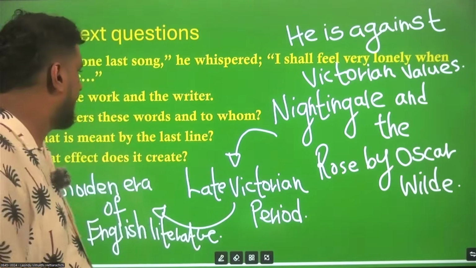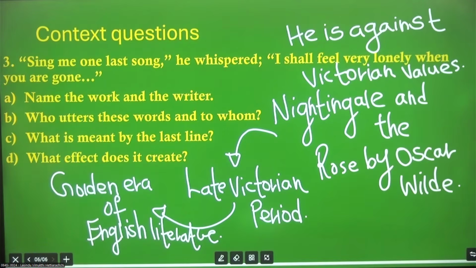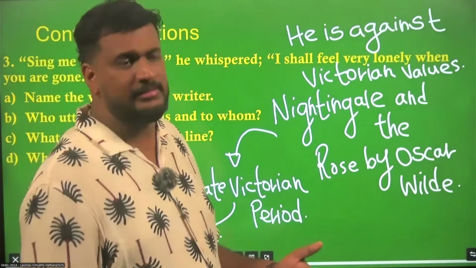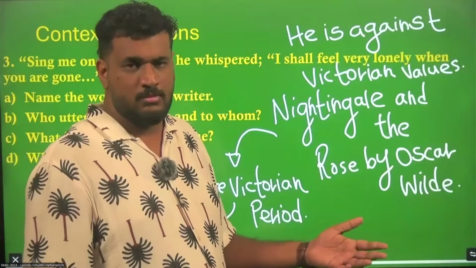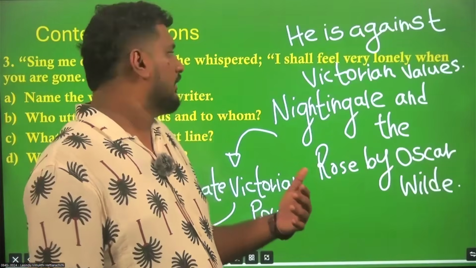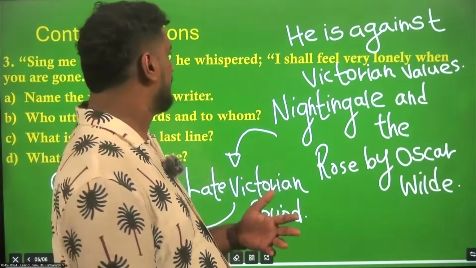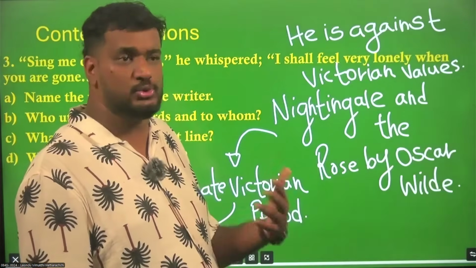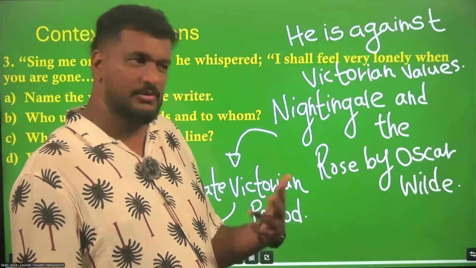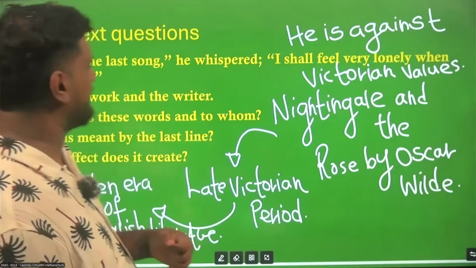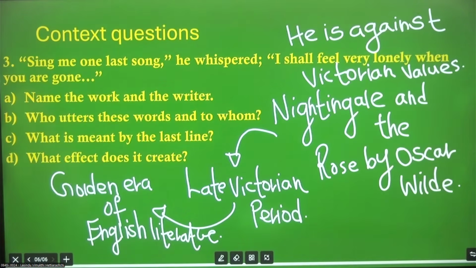The setting, right? Okay, so the situation, yes. Name the work, yes. The work we can understand. Who utters these words and to whom? This is uttered by the nightingale, when the nightingale is about to die, said to the oak tree. If you can remember, the oak tree is telling this. The oak tree says, now you are going to die. But before you die, please sing me a beautiful song. That is what is expected, right? So this is actually said by the oak tree, requesting the nightingale to sing a song.